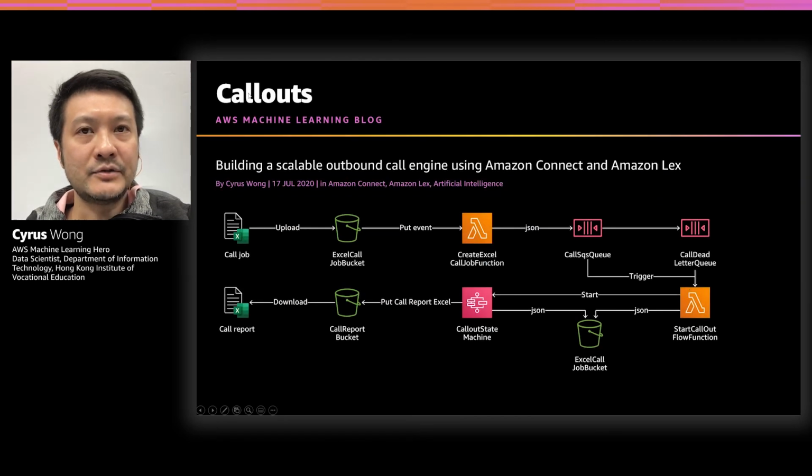And this is another project called Call Out, and I have published it on the AWS Machine Learning Blog. The blog is titled Building a Scalable Outbound Call Engine Using Amazon Connect and Amazon Lex. And this project is actually quite straightforward to integrate.